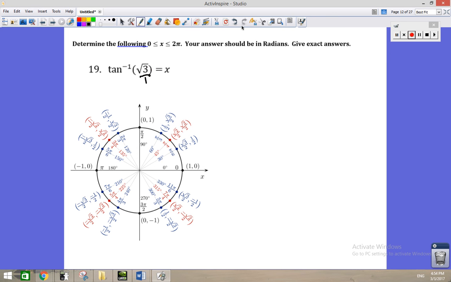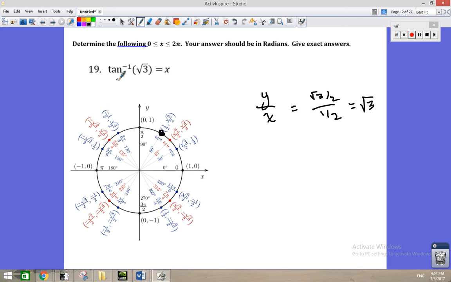For the square root of 3, I'm really looking for a y over x that has a ratio of square root of 3, and I see it right here at pi over 3 that if you take radical 3 over 2 and divide it by 1/2, you'll get radical 3.